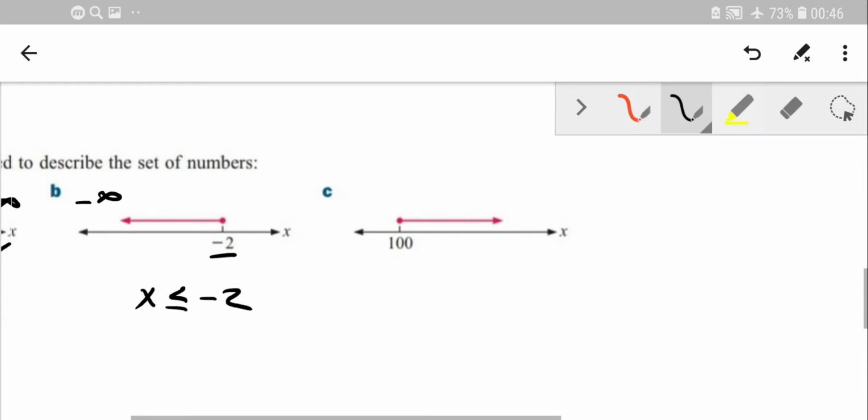Let's go to the last one. So 100. 100 is included, and we go in the positive direction. So in this case, x is any value more or equal than 100.